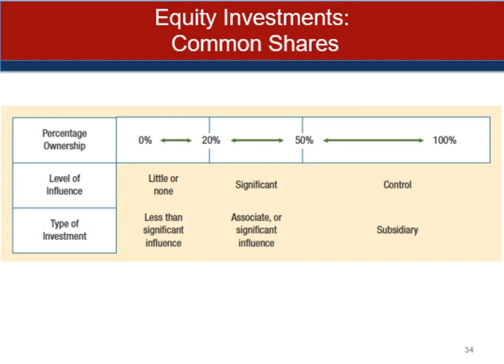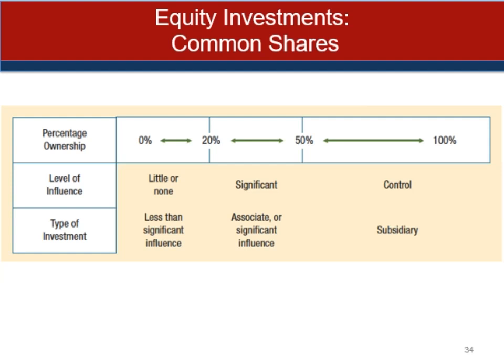If it's between 20 and 50%, we assume significant interest unless there's some indicator otherwise. So if you own 20% and somebody else owns the other 80%, chances are you're not going to get them to do very much. So you might actually determine at that point you don't have really significant influence, and you might actually treat it as a fair value non-strategic investment.